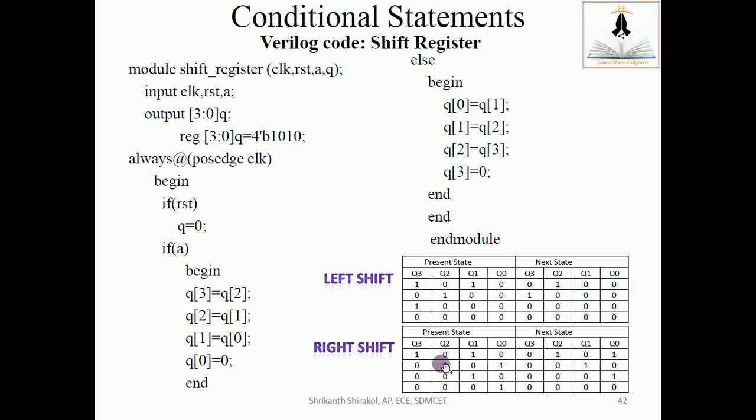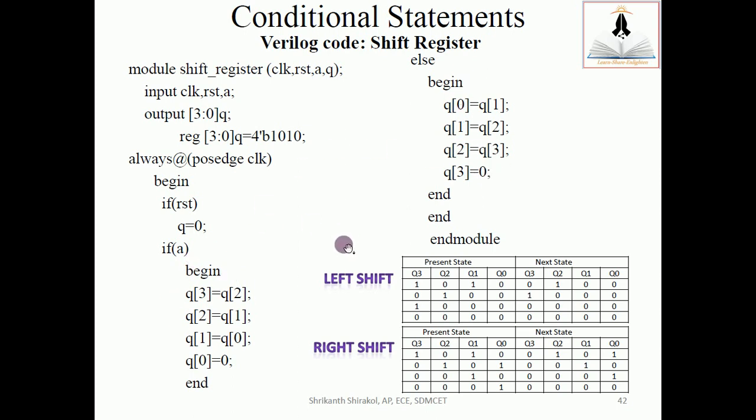If in case we take the initial value and right shift it, the values are like this. First time right shift, this one occupies the least significant bit, and this one occupies the next bit, Q2, and this Q3 will be the vacant bit and will be filled with 0. And again, this also you can decide. So here A, I have taken a signal wherein it decides whether to go for left shift or right shift. A equal to 1 makes the left shift, A equal to 0 makes the right shift.